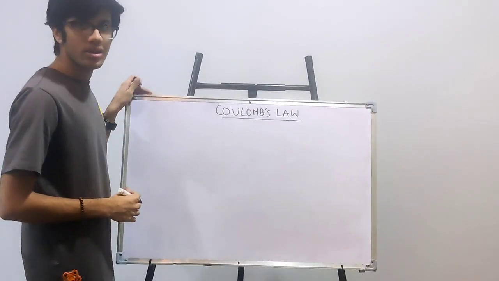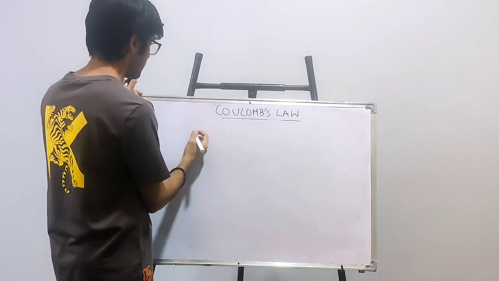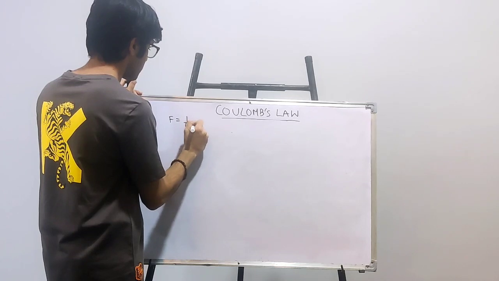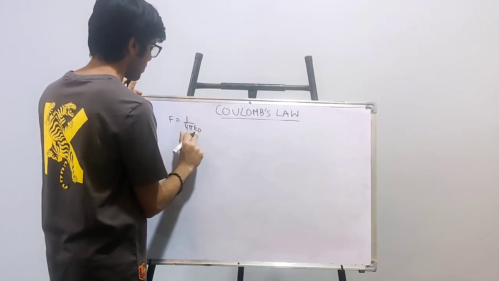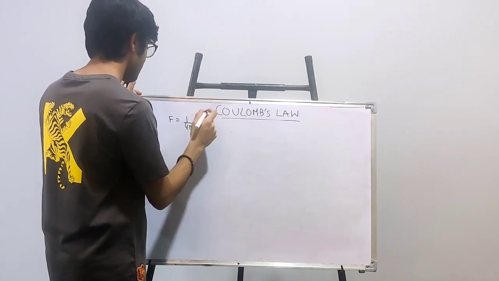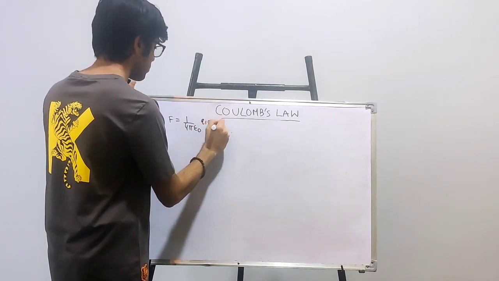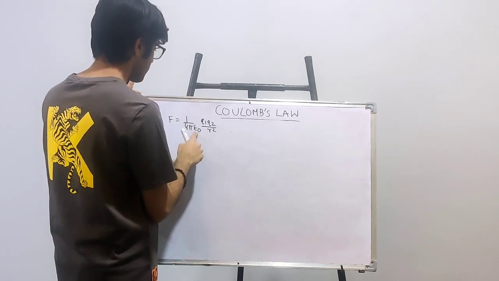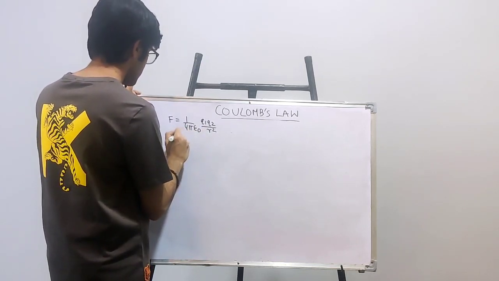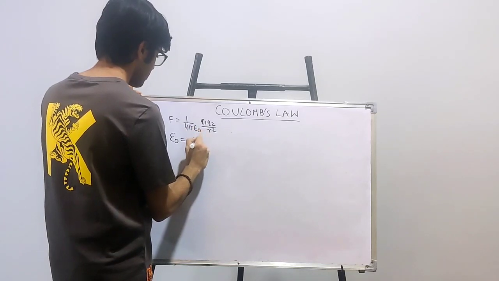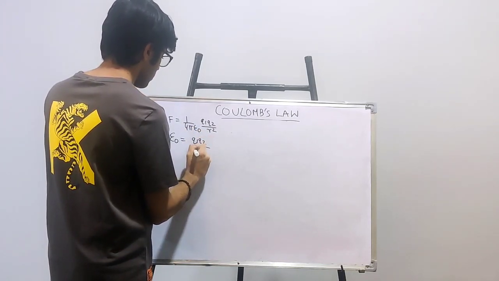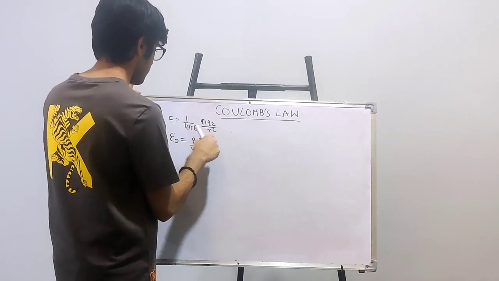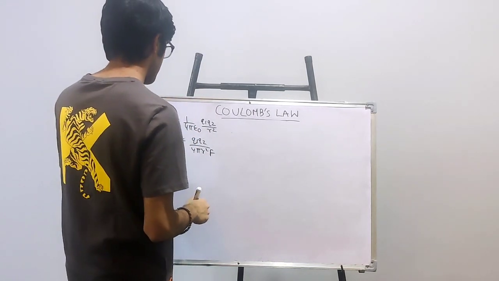So now let's talk about epsilon naught. That was the permittivity of free space. I told you all that F is equal to 1 upon 4 pi epsilon naught Q1 Q2 upon R square. This is epsilon naught, not E naught, my bad. So now when we talk about the units and dimensions for epsilon naught, we can see that epsilon naught is nothing but Q1 Q2 over 4 pi R square F.